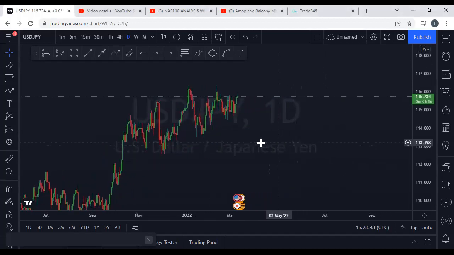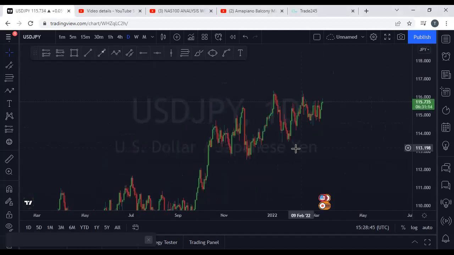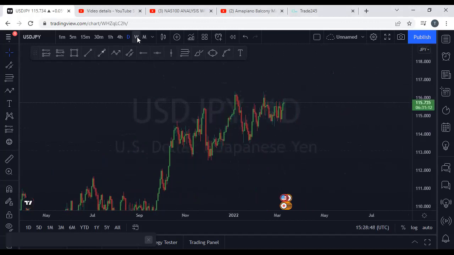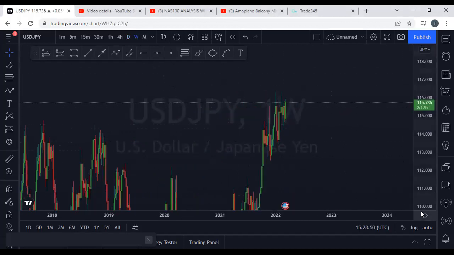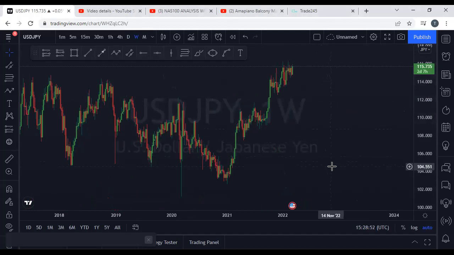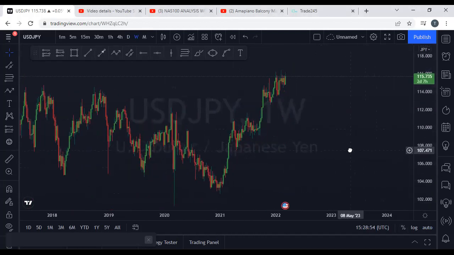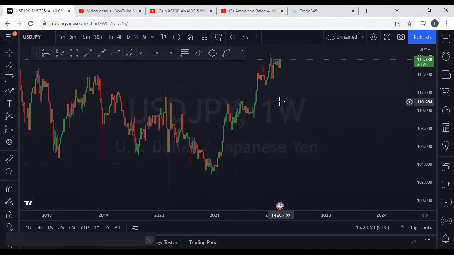USDJPY analysis. As you can see, we started on a daily time frame. You can start on a weekly, it's your choice, it's fine. But on a weekly, you can clearly see the nice movement to the upside.